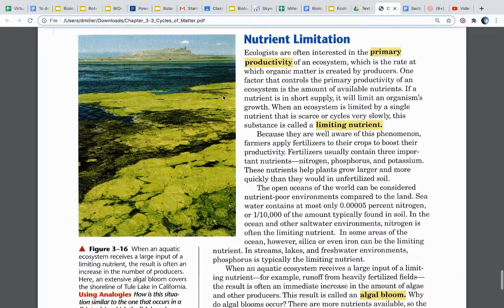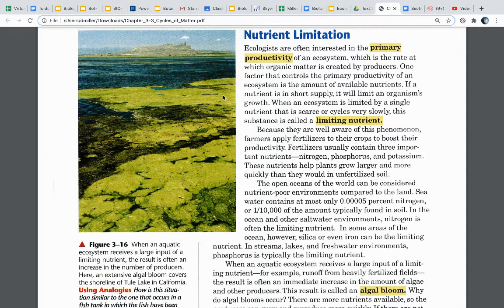Nutrient limitation. Ecologists are often interested in the primary productivity of an ecosystem, which is the rate at which organic matter is created by producers. One factor that controls the primary productivity of an ecosystem is the amount of available nutrients. If a nutrient is in short supply, it will limit an organism's growth. When an ecosystem is limited by a single nutrient that is scarce or cycles very slowly, this substance is called a limiting nutrient.